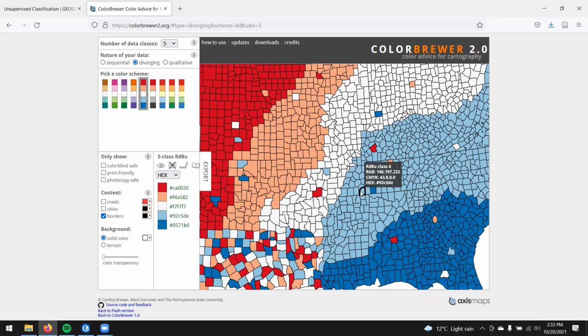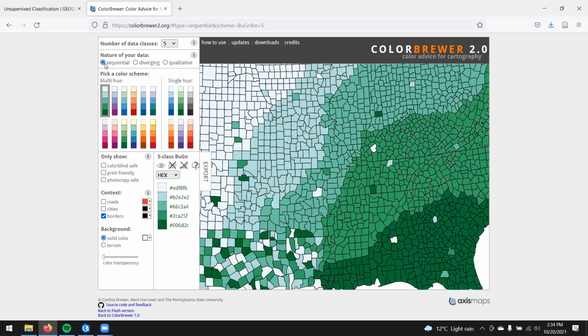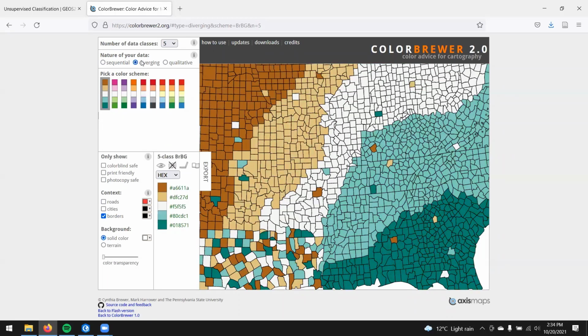So we've got three different types of color maps we can work with. Sequential, which is good for gradations. It uses gradations of one color. It's good for showing increasing intensity of a thing, whereas diverging is good at showing the spread around something.